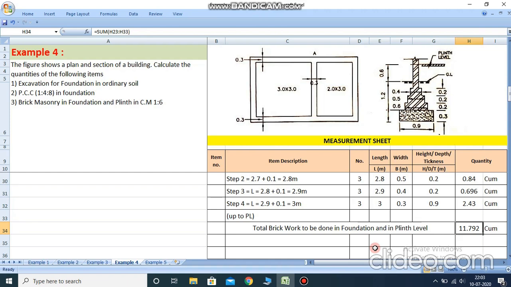So we easily calculate the number of bricks required from the volume. So how to calculate? In 1 cubic meter, there are required 500 bricks. So for 11.792 cubic meter, how many bricks are required? So we easily calculate.